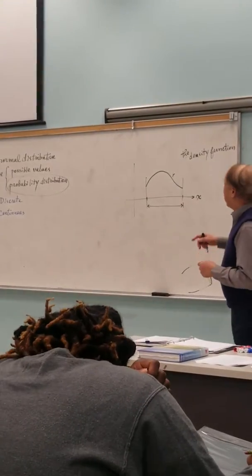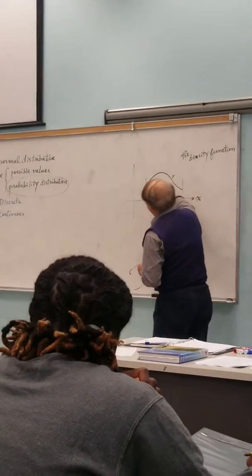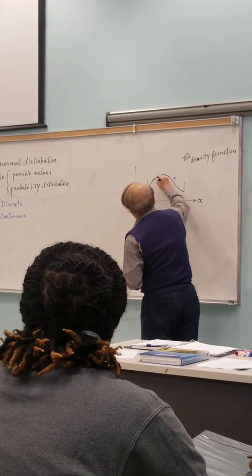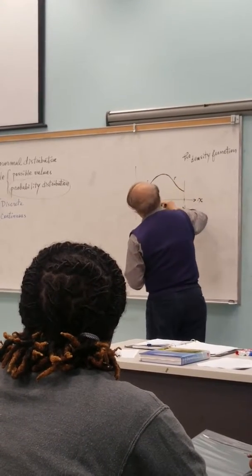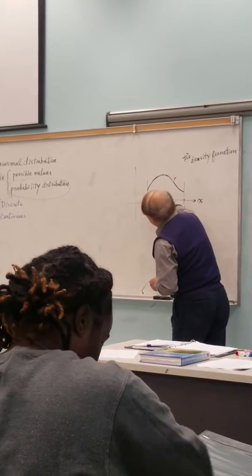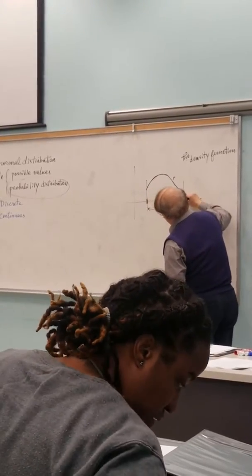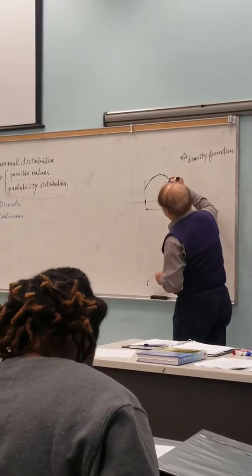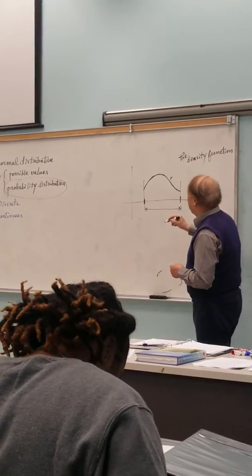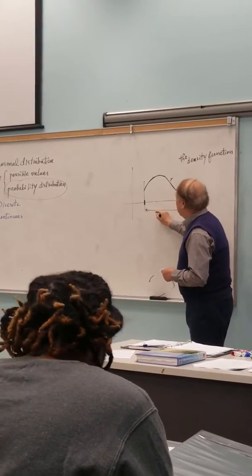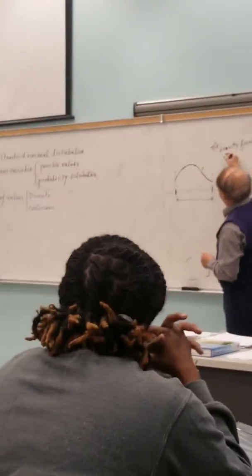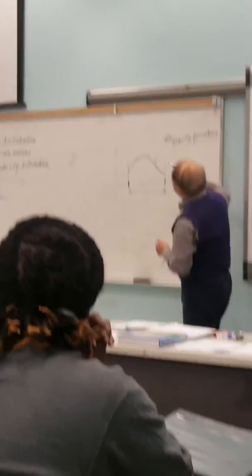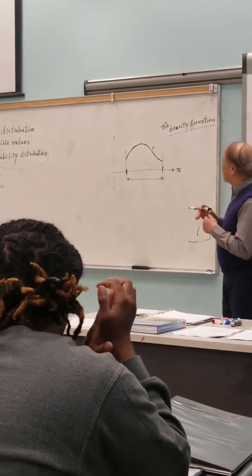A function, you can graph it. Suppose this graph represents some function, and it works for the x values from here to here. From here to here, and this is called the domain of the function. Now, the density function is a special kind of function.